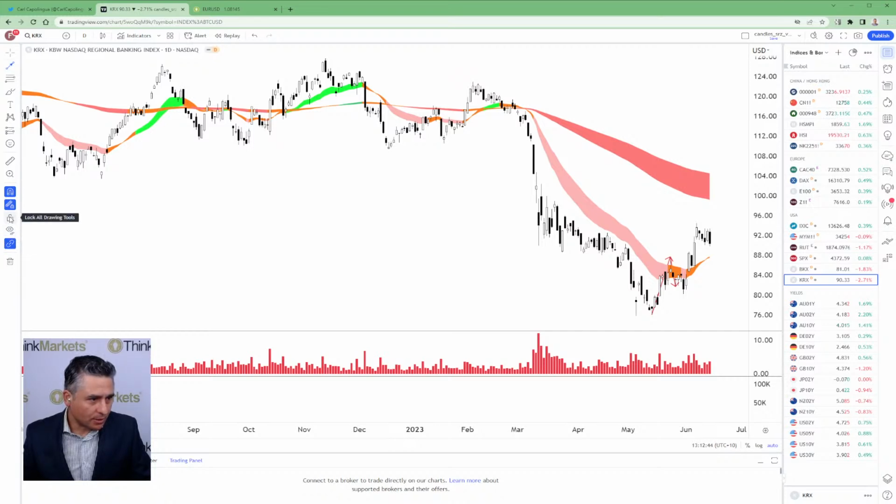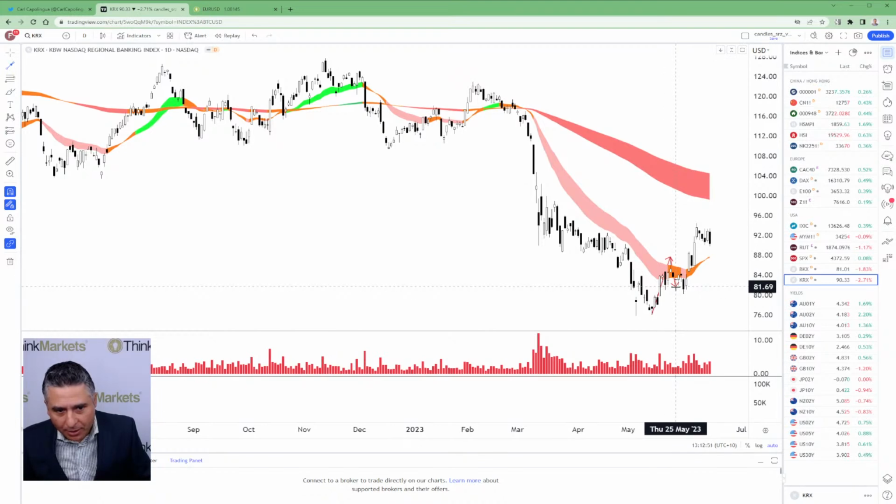Hide drawings. Maybe it's this one. Lock all drawings. I know the people who are experts here are shouting at their screen, but let me just do it the manual way, like this. And this is why I tend to be an ANZ broker. But we can see a little bit here.